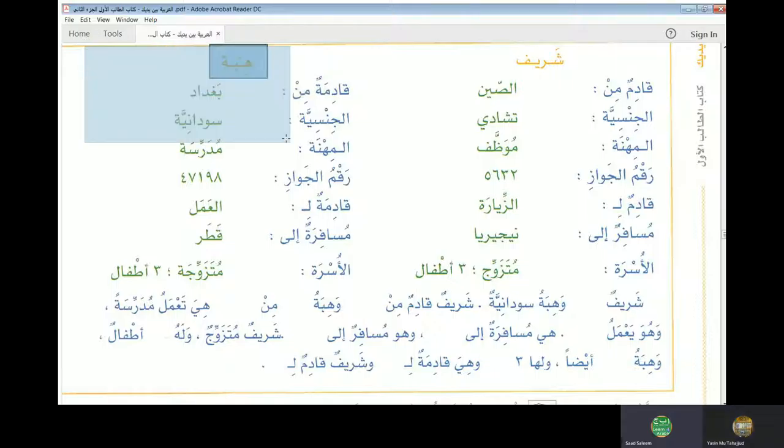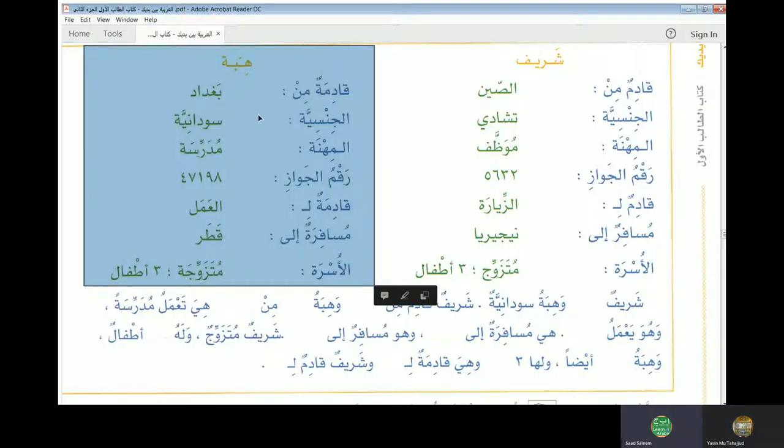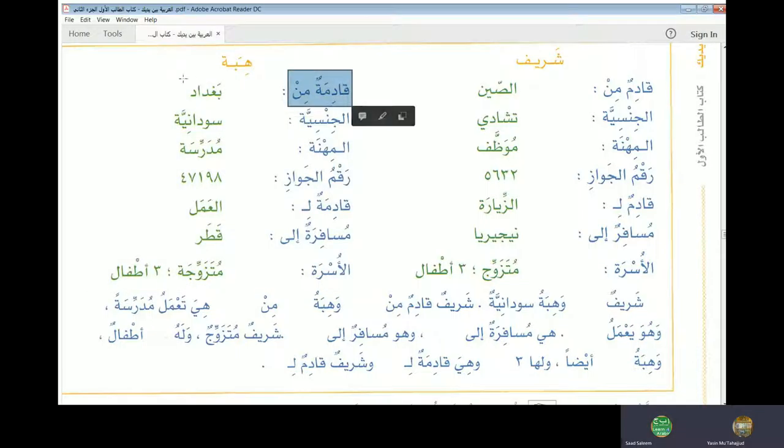Now Hiba has written this information regarding her. Hiba. Kadimatun min Baghdad. Coming from Baghdad. Al-jinsiyya Sudaniyya. Her nationality is Sudanese. Al-mihna mudarrisa. Professor is a teacher.